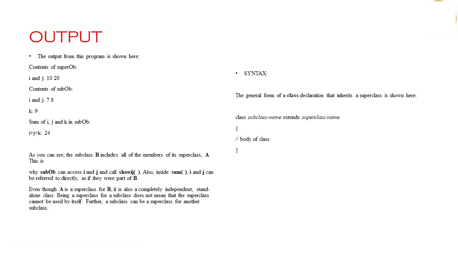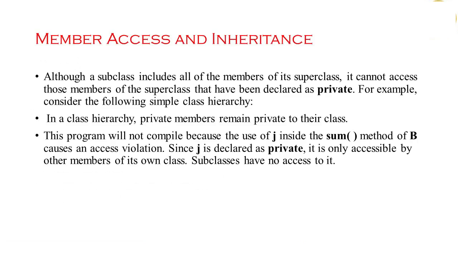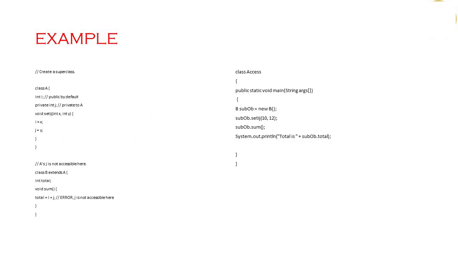Member access and inheritance. Although a subclass includes all of the members of its superclass, it cannot access those members of the superclass that have been declared as private. For example, consider the following simple hierarchy. In a class hierarchy, private members remain private to their class. This program will not compile because the use of j inside the sum method of B causes an access violation. Since j is declared as private, it is only accessible by other members of its own class. Subclass has no access to it. So this is the example.